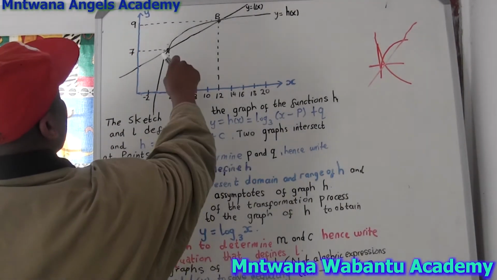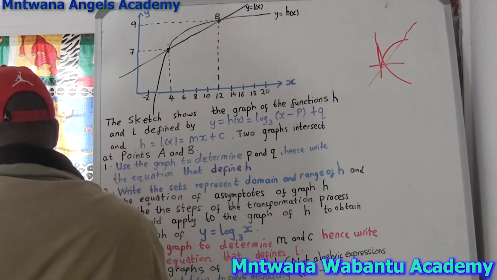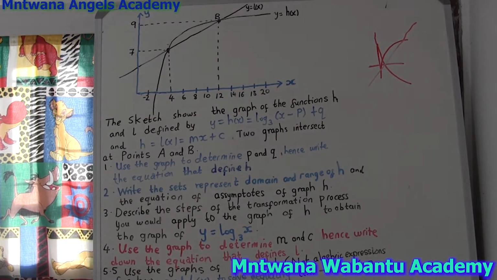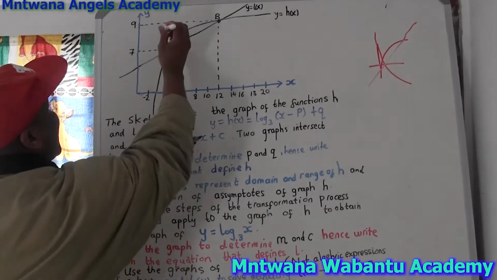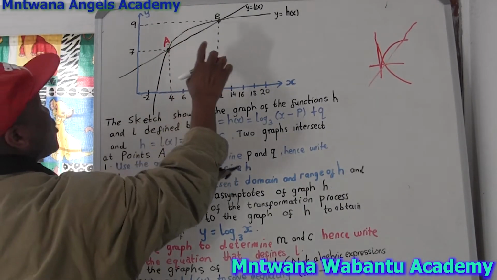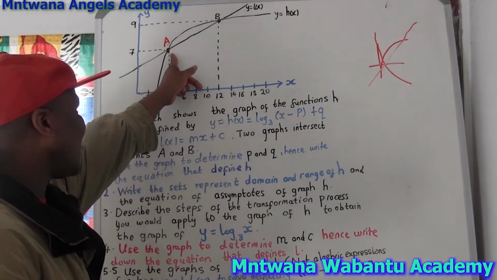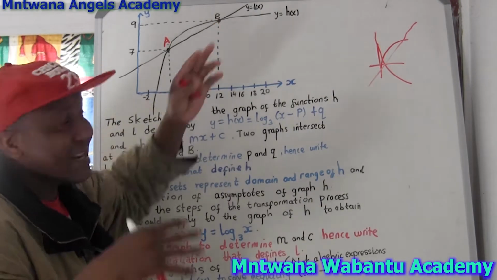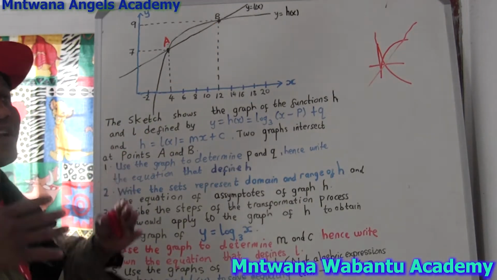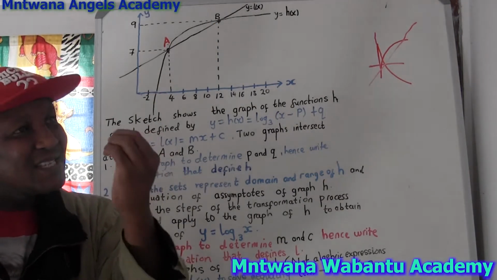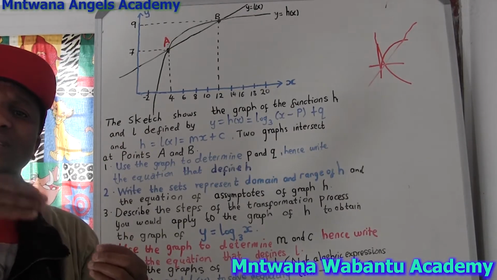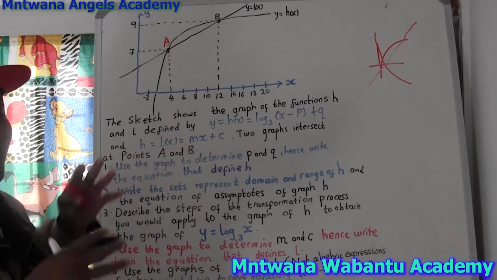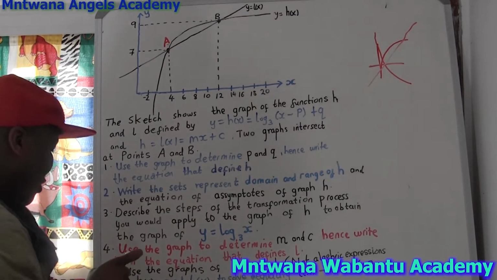We have a coordinate here. Let me just check quick. I think I forgot to write the coordinate. Okay, that's the coordinate, coordinate A. So there's a coordinate A here. By looking, there are two graphs that intersect each other here, where they meet up. So we know whenever the graphs intersect, you take those coordinates and substitute in either of the two graphs, because they have a common coordinate.